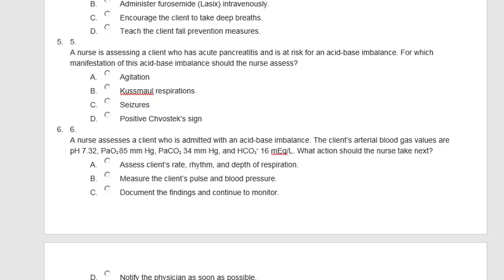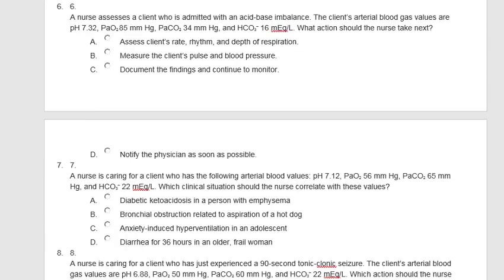That's a metabolic, so we're dealing with a respiratory problem here. So the answer would be B, bronchial obstruction related to aspiration because the patient cannot get rid of the CO2. And if you looked at the PaO2, it was also low because he's not getting the oxygen in either.